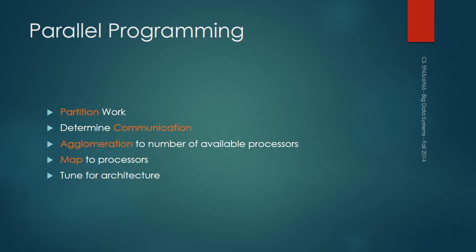You want to agglomerate, and this is the first case where you want to see: am I targeting a cluster? Am I targeting a GPU? Am I targeting vector instructions? What is the kind of parallelism that I need to expose given my partitioned tasks and communication patterns? And once I've done that, I will map it to the actual processors.